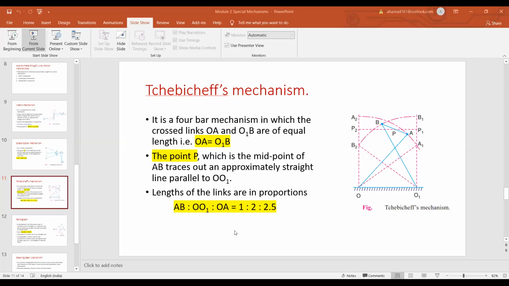2 minutes are remaining, so you have to join back immediately. Now, where is the slide? Yes.